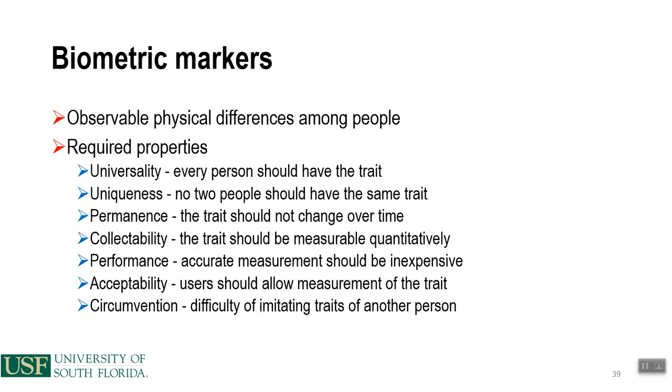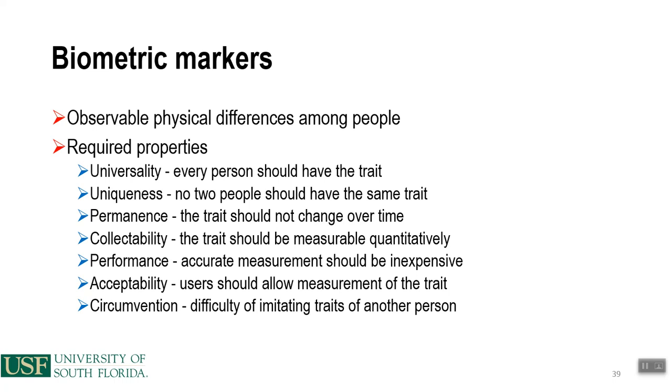Some biometric markers, there are observable physical differences among people. So the required properties of biometrics is that it must be universal. Everybody should have that trait. The uniqueness, no two people should have the same trait. The permanence is that no trait should change over time. Collectability, the trait should be measurable quantitatively. Performance, the accurate measurement should be inexpensive. Acceptability, the user should allow measurement of the trait. And circumvention, difficulty of imitating traits of another person.